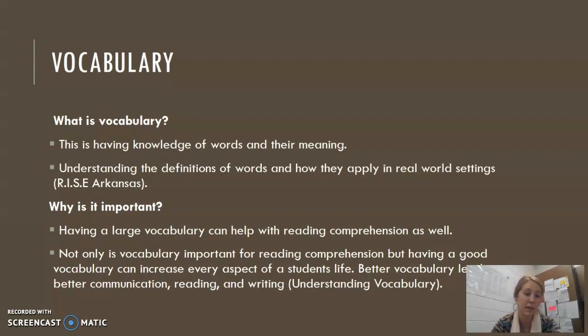Vocabulary. What is vocabulary? This is having knowledge of words and their meaning. It is important because having a large vocabulary can help with reading comprehension. It can help your students in many different aspects. It can increase reading comprehension and their writing, which are all assets to making a student great.